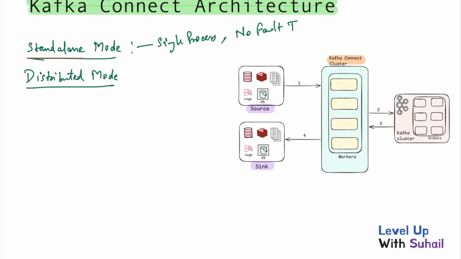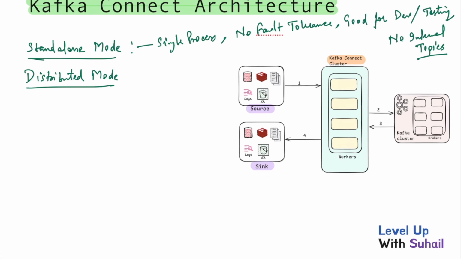In that case, it does not create the internal topics. Now, why doesn't it create the internal topics? Because it already knows that only a single JVM worker process would run, so why would it need to manage all that information in the Kafka cluster? It is used internally just for development, and that is the reason no internal topics are created.